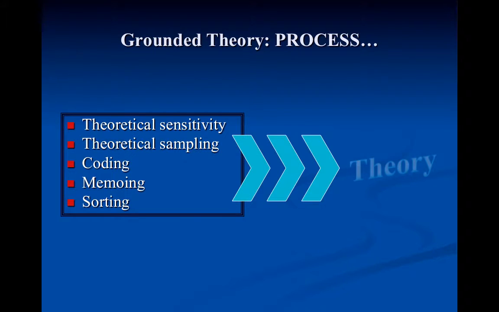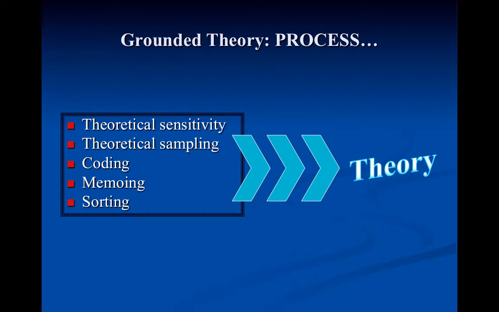and sorting. Theoretical sensitivity means to enter the study with as few predetermined ideas as possible to avoid anticipation of what you will find. This anticipation might bias how you process the data. For this reason, researchers only conduct a light literature review prior to beginning data collection in order not to bias interpretation of qualitative data.